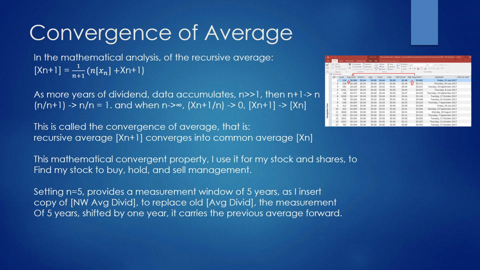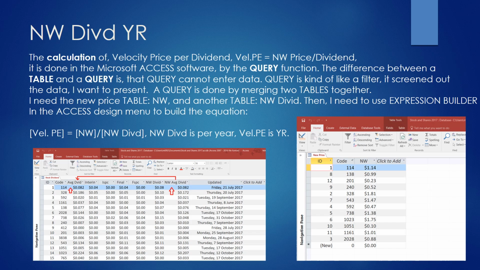Setting n equal to 5 provides a measure window of 5 years. As I insert the copy of a new average dividend to replace the old average dividend, the measurement window of 5 years shifts by 1 year. It carries the previous average forward. New dividend year. The calculation of velocity price per dividend, velocity PE, NW price divided by dividend.